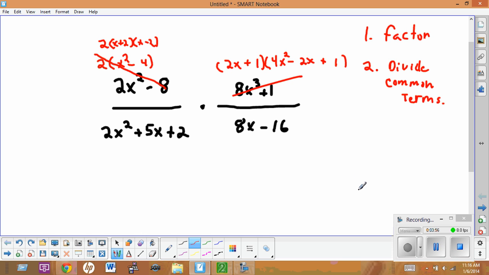Again, if you missed that, stop the video and see where you went wrong to make sure you understand and don't do it again. Okay, the denominator, I count 3 terms, no GCF.